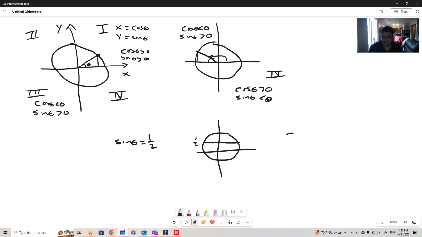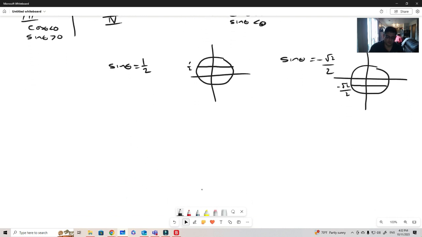If I get the opposite, if I get sine of theta is minus square root of 2 over 2, for some reason, then that tells me that I'm looking for negative values. And so I'm looking for stuff over here, down here. So my angle is in the third and fourth quadrant, okay? And with cosine it's the same thing.